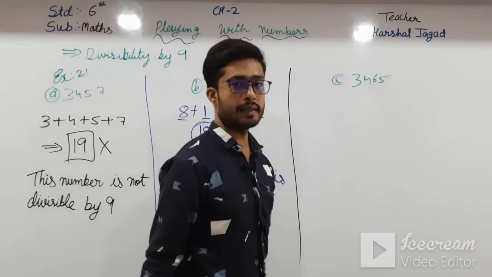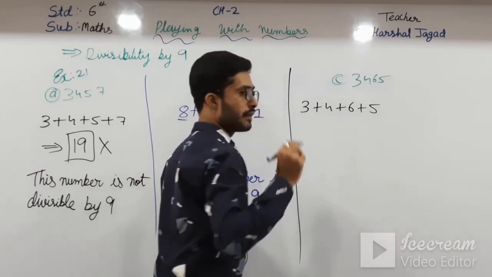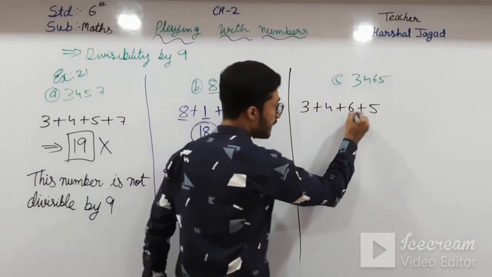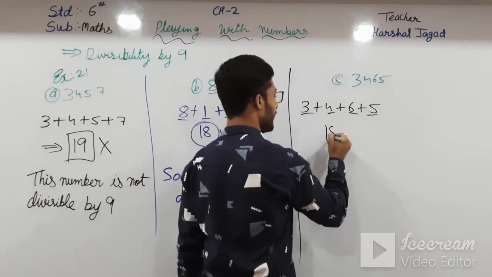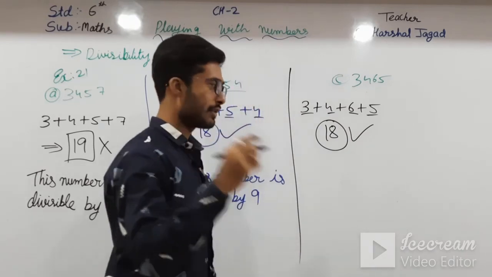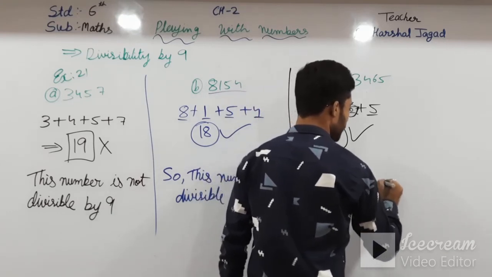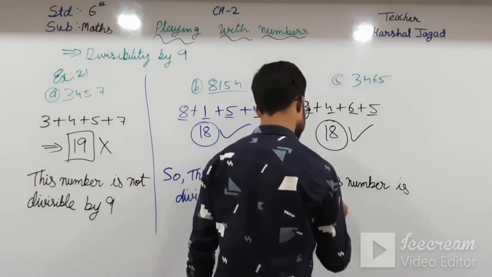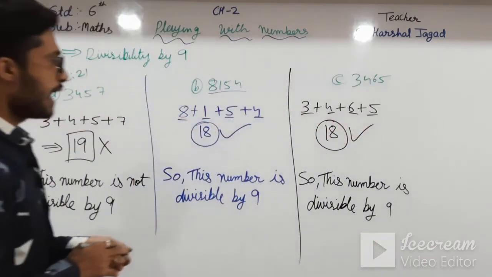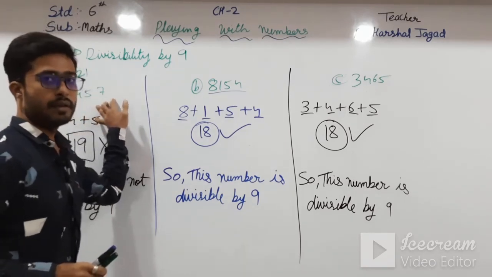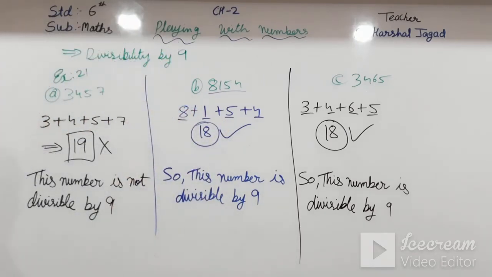And now moving towards this one. In this also we have to do the total: 3 plus 4 plus 6 plus 5. See here, 6 plus 4 is 10. 10 plus 5 is 15. 15 plus 3 is 18. Yes, it is divisible by 9. So this number is divisible by 9. Okay students, have you understood this? The total of the digits must be divisible by 9. Then only is the number divisible by 9. Okay students, please note down this.